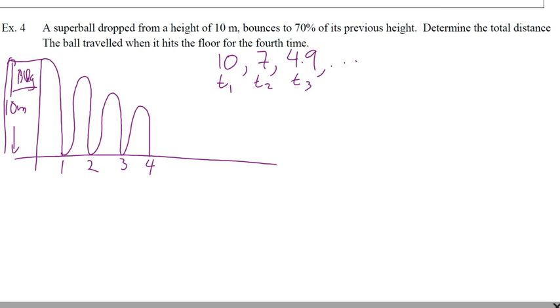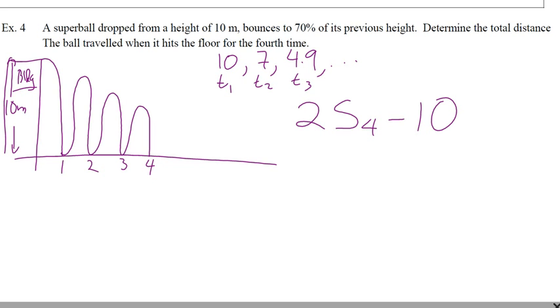So we're looking at doing 2S4 minus 10. Everybody understand why we're doing 2S4 minus 10? Yes. When it hits the ground for the 4th time, we will have 4 terms of the sequence. T1 is the 10, T2 is 70% of that, T3 is 70% of that, T4 is 70% of that. It'll hit the floor for the 4th time. We want that distance.